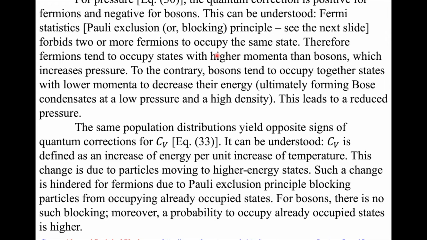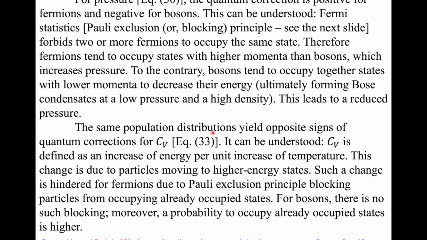To the contrary, bosons tend to occupy states together. There's no problem occupying many of them in the same state. And of course, they occupy states with lower momenta because they have to decrease their energy. This would correspond to equilibrium, minimum free energy. Ultimately, if you decrease temperature a lot, you'll get Bose condensates, which happens at low pressure and high density, and all of them will go to states with zero momentum. So such a preferential accumulation in states with low momentum leads to reduced pressure.